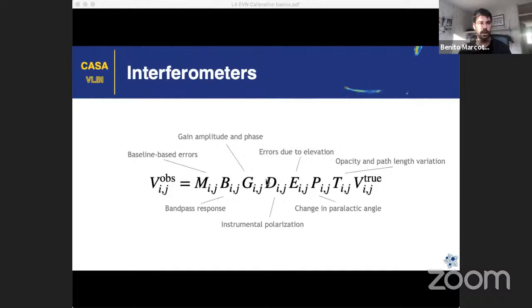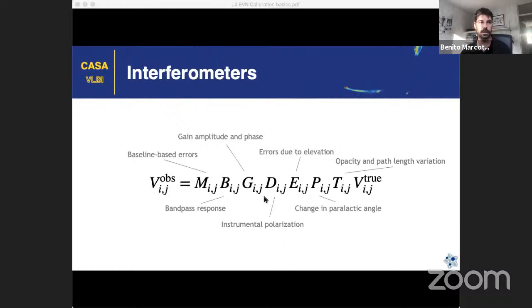Of course, you're recording in general two polarizations. Ideally, those are orthogonal, so you have a signal in the right and left channels, and they are completely independent. In practice, that's never true. You always have some leakage from one to the other, from different telescopes, so you also have some terms there that you need to correct for.